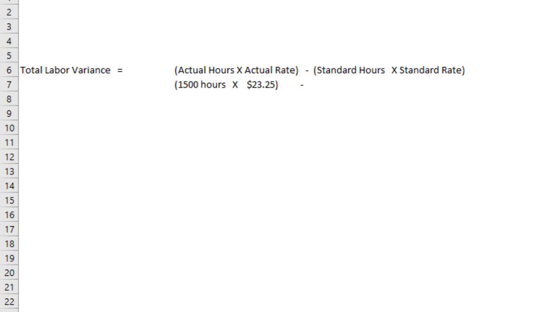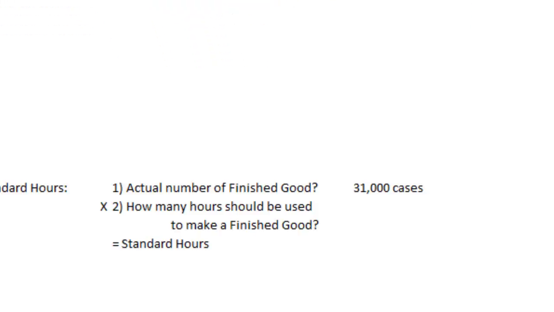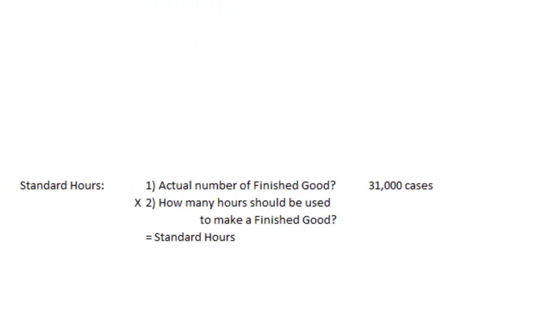Then we're going to compare this to the standards. Now the standard hours, again, is something that we need to do a side calculation for. This is the standard number of hours, or the expected amount of hours we would need to make the cases of potato chips that we completed. So we'll start with the actual number of finished cases of potato chips, and we got that number earlier as 31,000 cases.